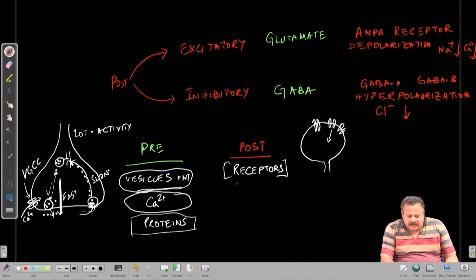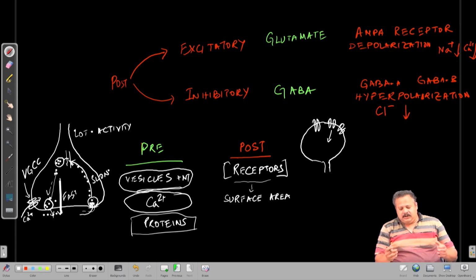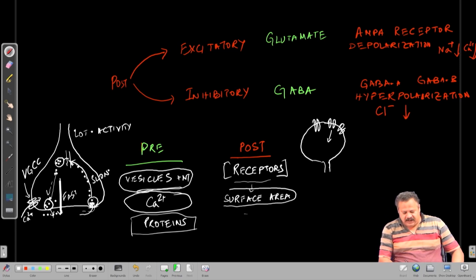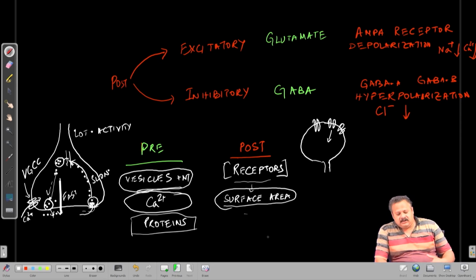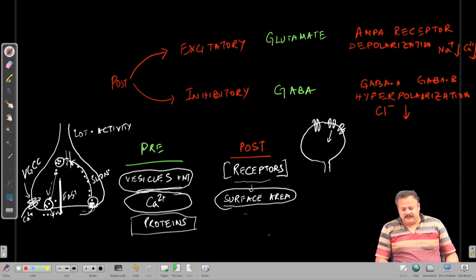Similarly, indirectly, it is also the surface area present which allows the number of receptors to be more or less, depending on how much area is present on the surface of the spine. That indirectly is how many receptors can be present, and that also influences the strength of the synapse. Hence, in fact, we will see that the spine size is a very good marker, or a very good measure, of what the synaptic strength is going to be.